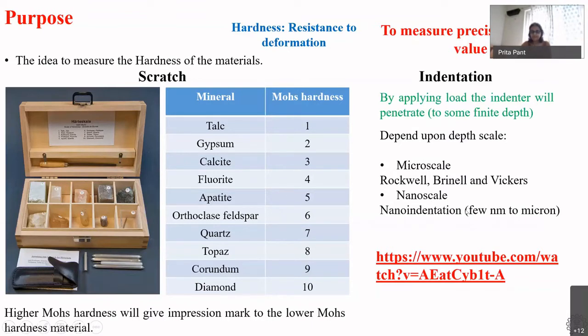But the idea remains the same, which is that you take a sample and a pointy tip, poke it, and divide the load that we used to poke with by the size of the imprint, and that is hardness.